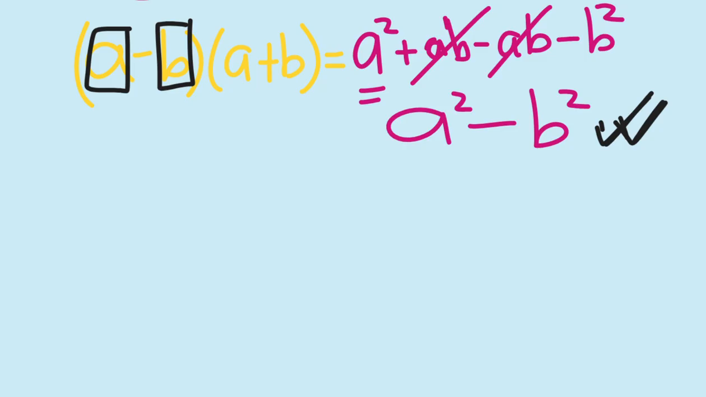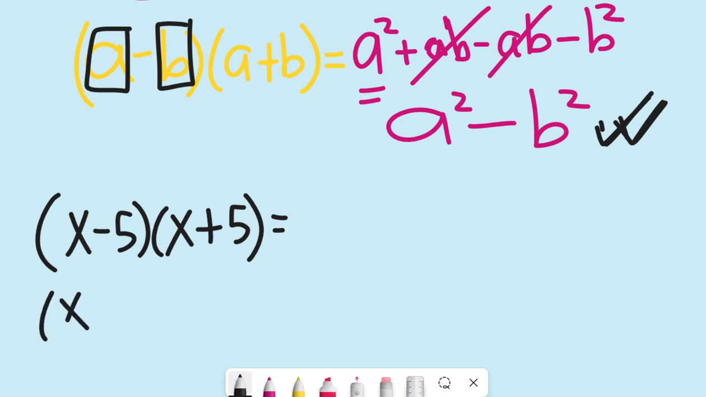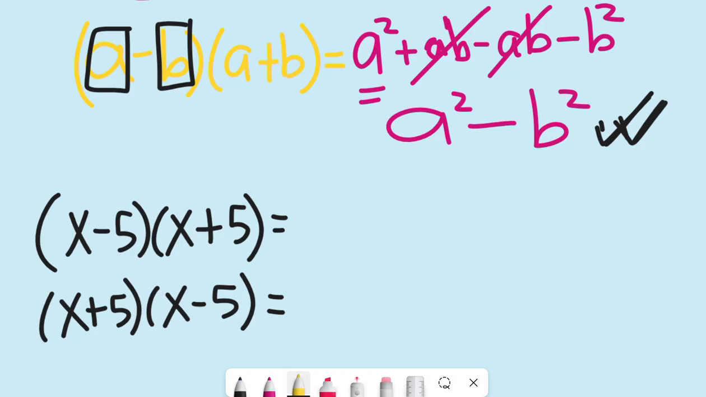So let's try it here. If we have, for example, x minus, let's say, 5, and then x plus 5. Now you will ask me, does it matter if we write x plus 5 first and then x minus 5? No, it doesn't matter. We get the same answer. What is the answer? The only thing you need to do is get your first number and square that.